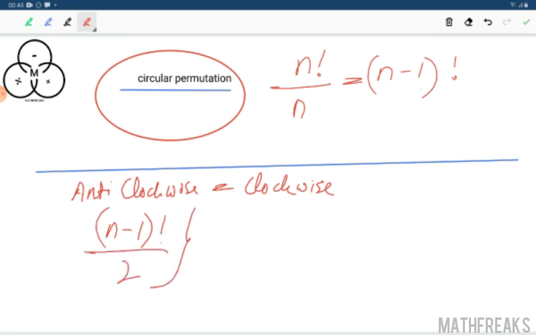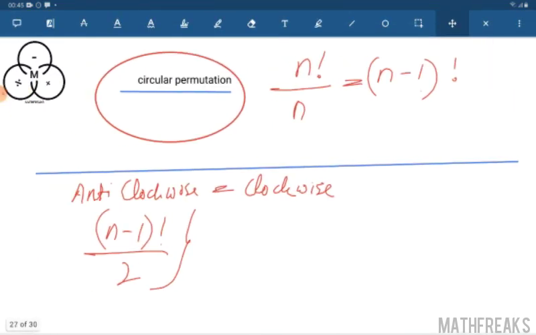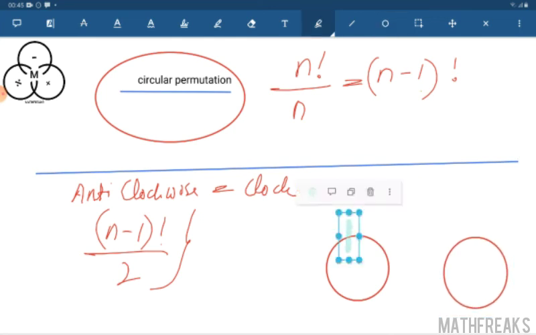This is the case of the principle of homogeneity. When anti-clockwise equals clockwise, we will again divide by 2, because we are getting the same arrangement twice. These arrangements are considered the same.